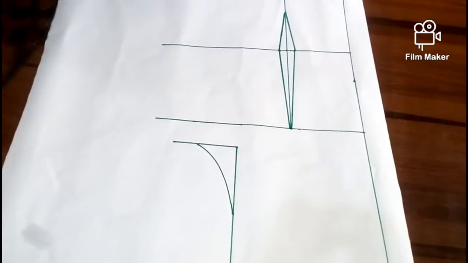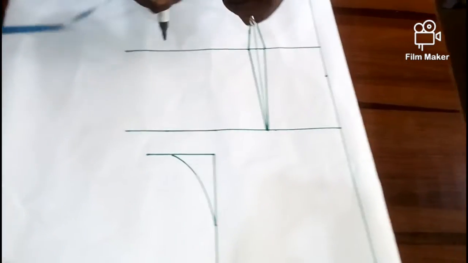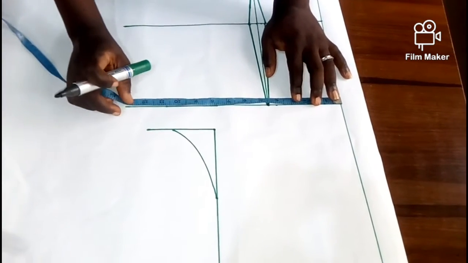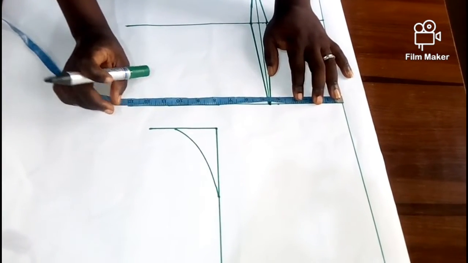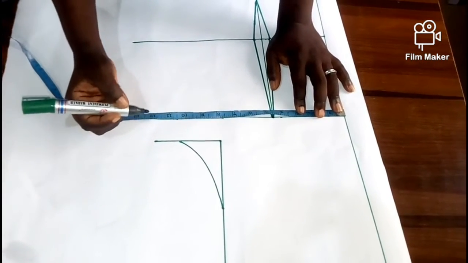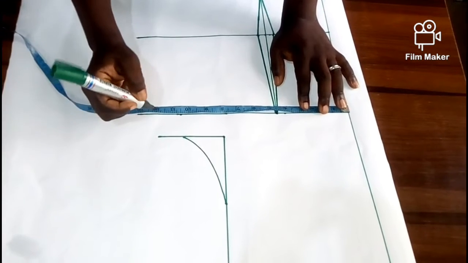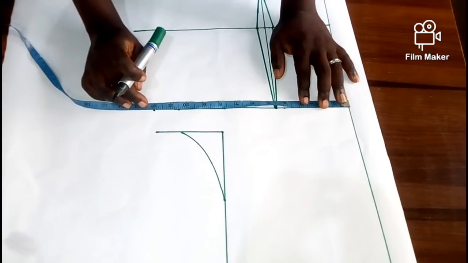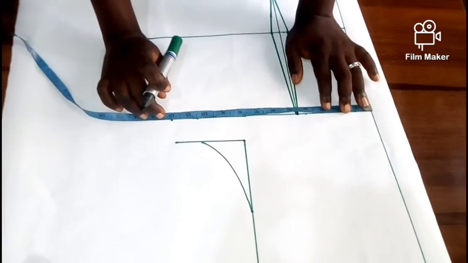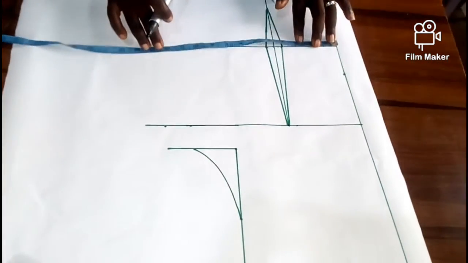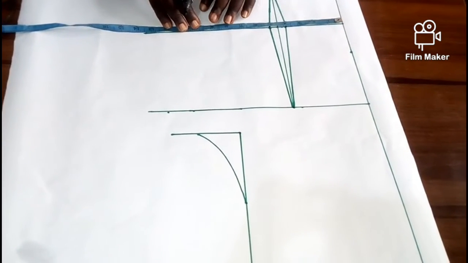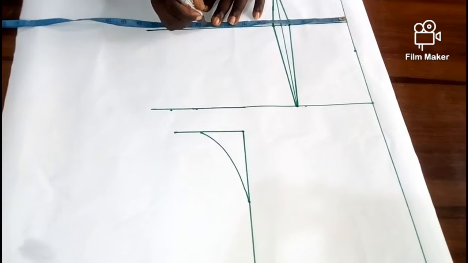So now I'm inputting my body measurement. I'm working with a bust of 42. 42 divided by 4 is 10.5. So this is the 10.5. Then I'll put my seam allowance of 1 inch because I'm using pattern paper. If I'm drafting it on my fabric, I will use 2 inches. The waist I'm working with is 38.